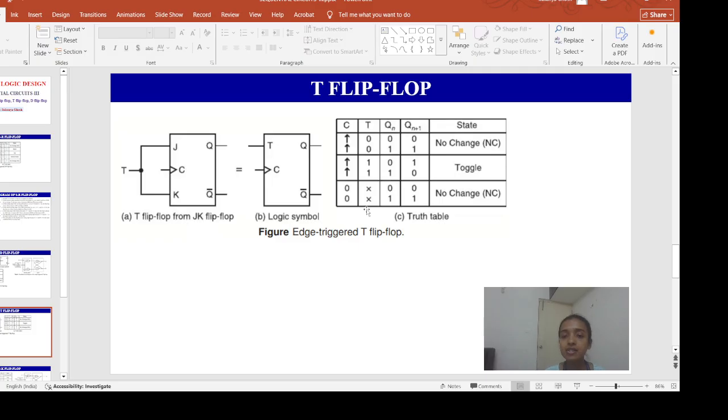When the clock pulse is 0, the T input can't be predicted. Whatever the present state is, that will be my next state. So you can't predict it.